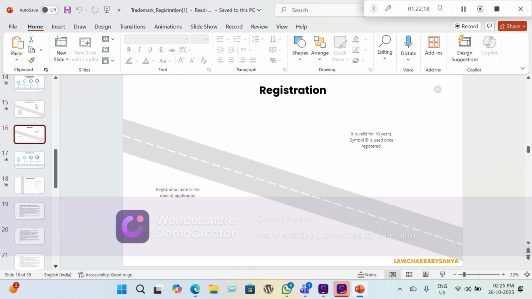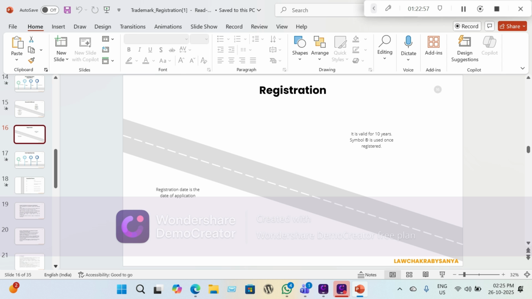Once the registration happens, the registration date will be with effect from the date of the application. For example, you applied today, but you're getting your registration certificate 2 years from now. Your registration will be effective from today, and it will remain valid for 10 years. Once you get the registration, only then you are allowed to use the symbol R with your brand name. Before that, you can only use TM if you've applied for your trademark. Then after 10 years, you'll also have to get it renewed.